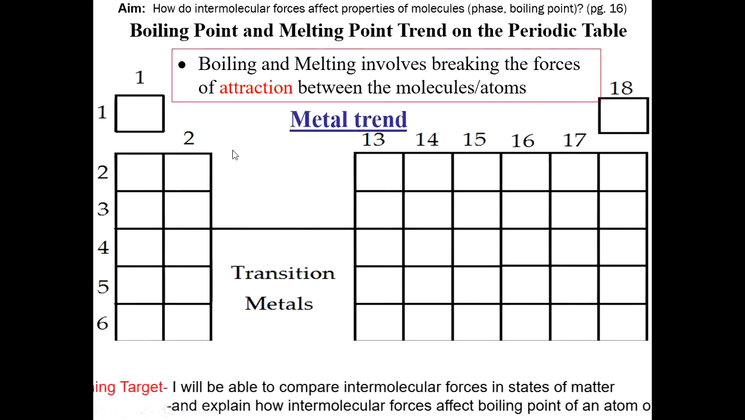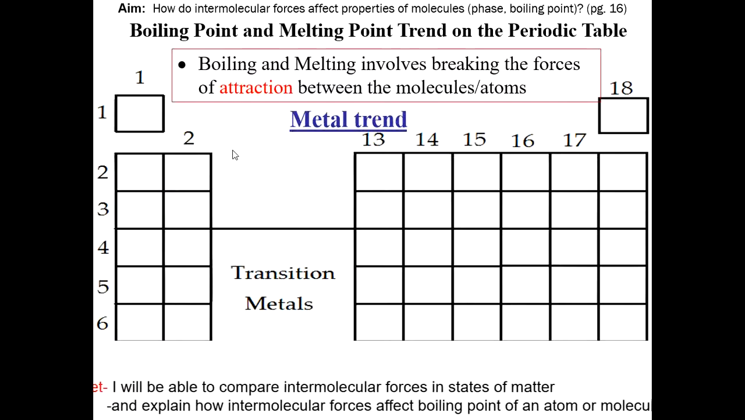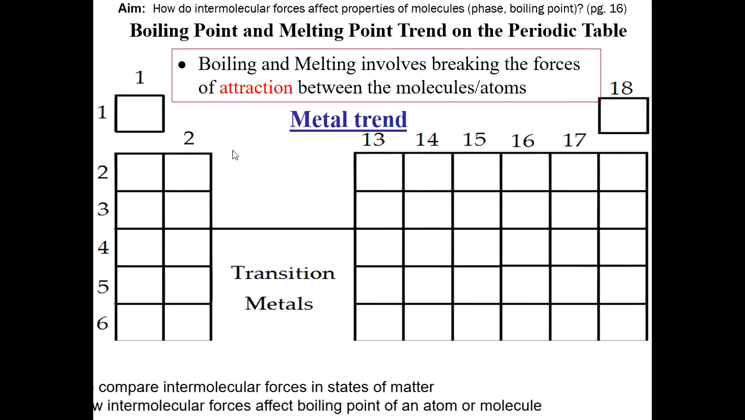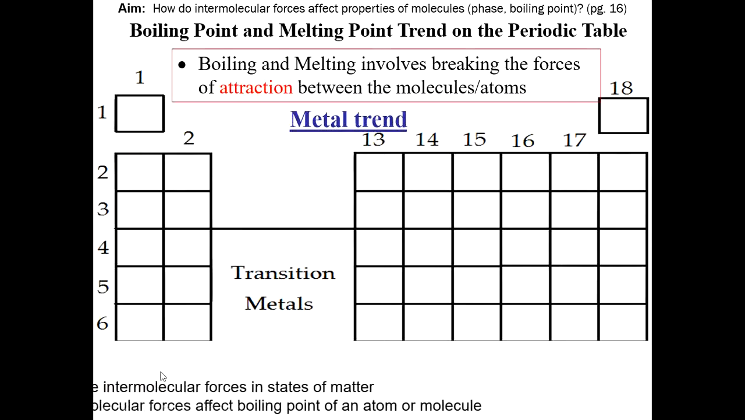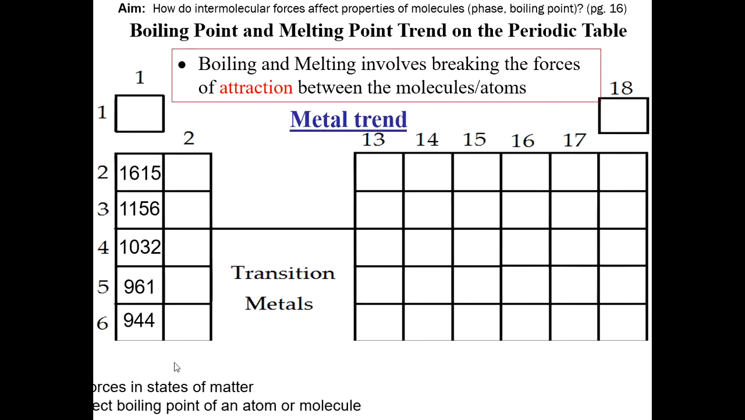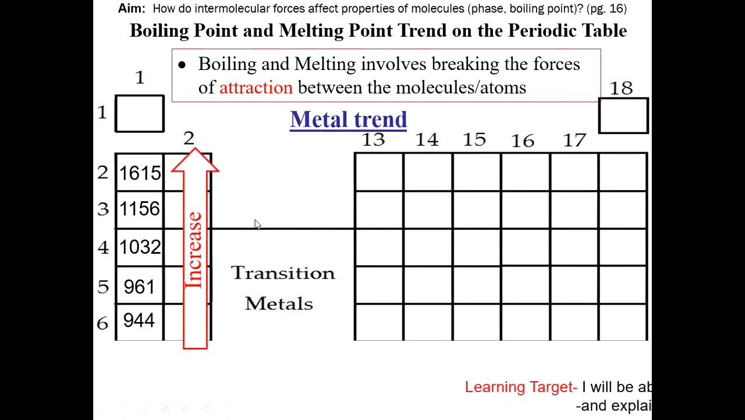We're going to start with the metals trend. So first, go to Table S in your reference table. Look up the boiling point of each metal element in group 1. So here are the boiling points. So what's the trend here? It is decreasing down the group.